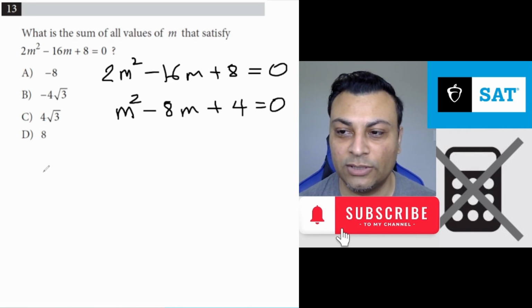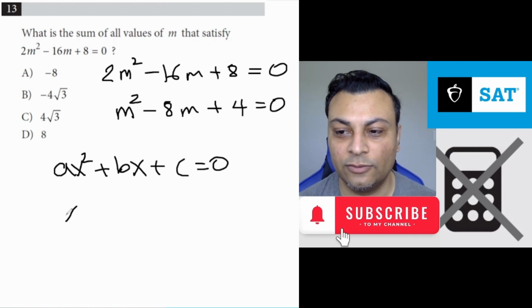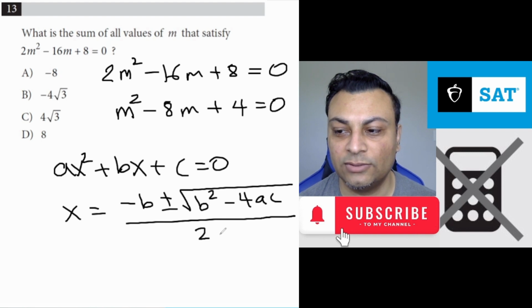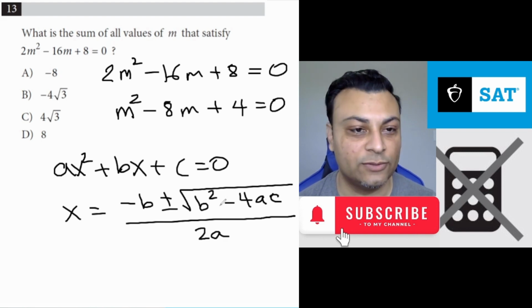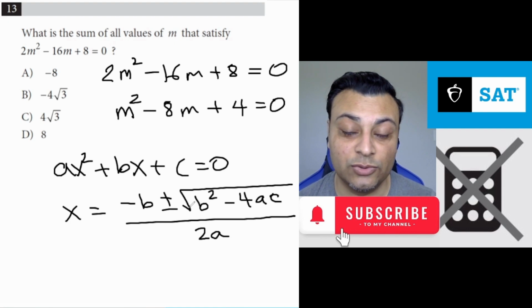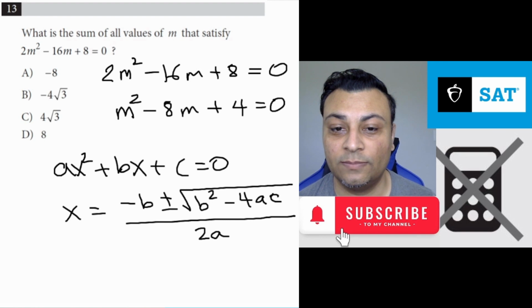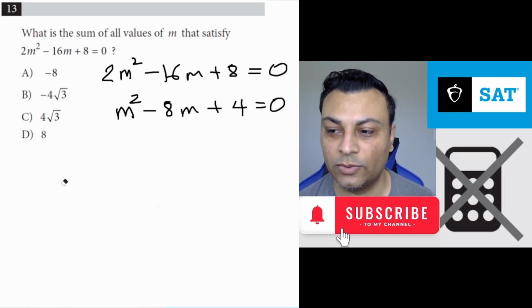We have to memorize the quadratic formula, which is if you have a quadratic equation, ax squared plus bx plus c equals 0, then the roots are x equals negative b plus or minus the square root of b squared minus 4ac, and you divide everything you have by 2a. And you have two solutions. Now, we're going to use that formula, which we have to memorize, in order to get the two roots for this particular quadratic equation.